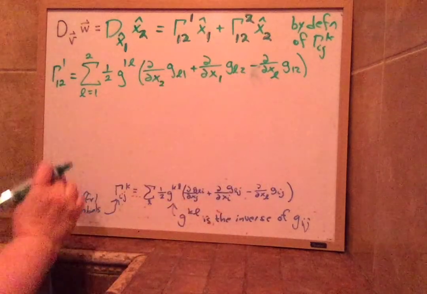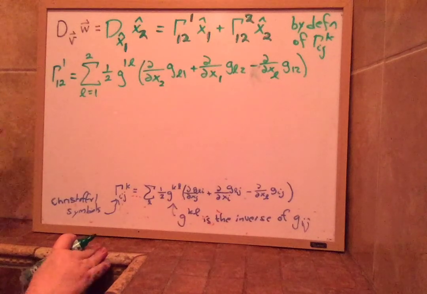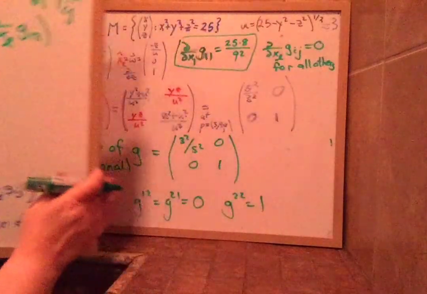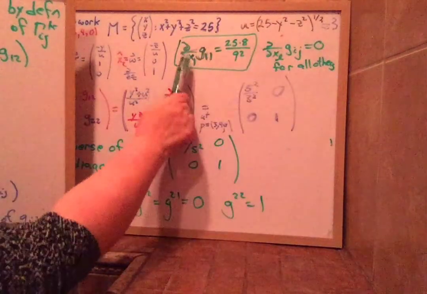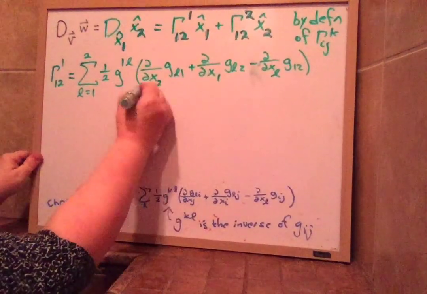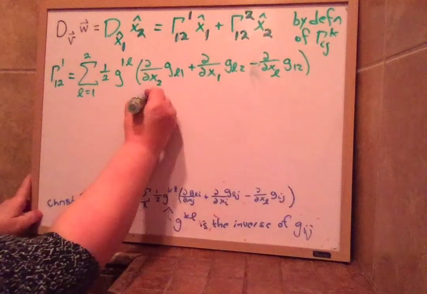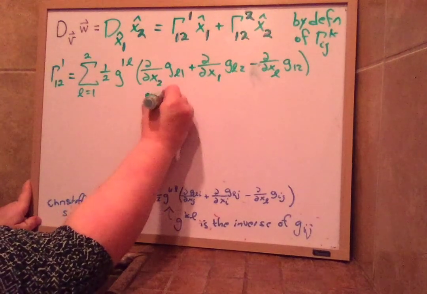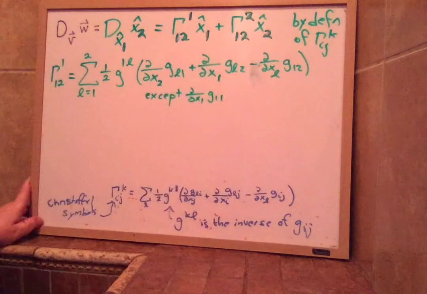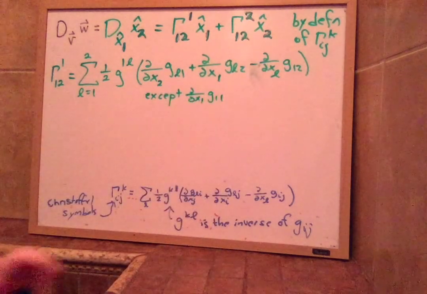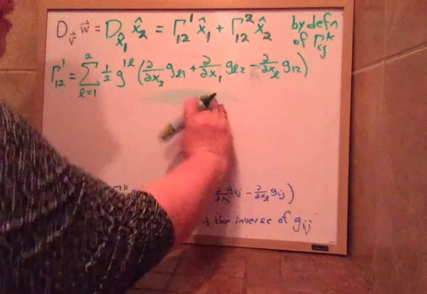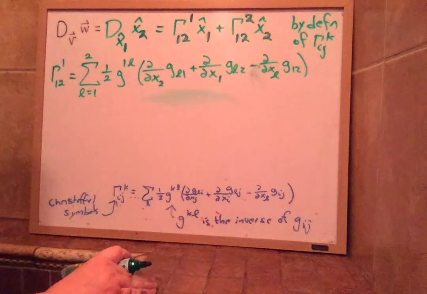And now what we need to do is we have to actually look up our derivatives. But notice we said that all the derivatives were 0 except for d dx 1 g 1 1. So all these entries are 0 except d dx1 of g11. That's the only one that's not 0. Now, let me just make this clearer. I'm not going to write this here. We're just going to remember that. Only when all three are 1 is this not 0.